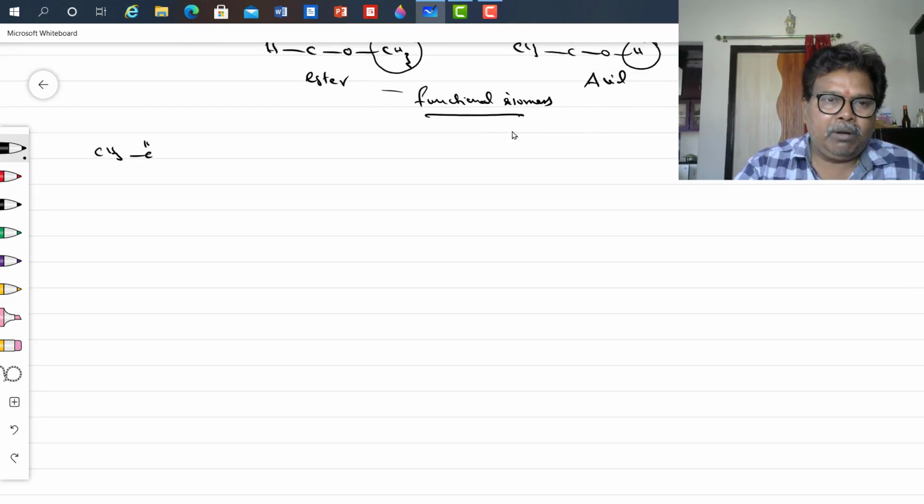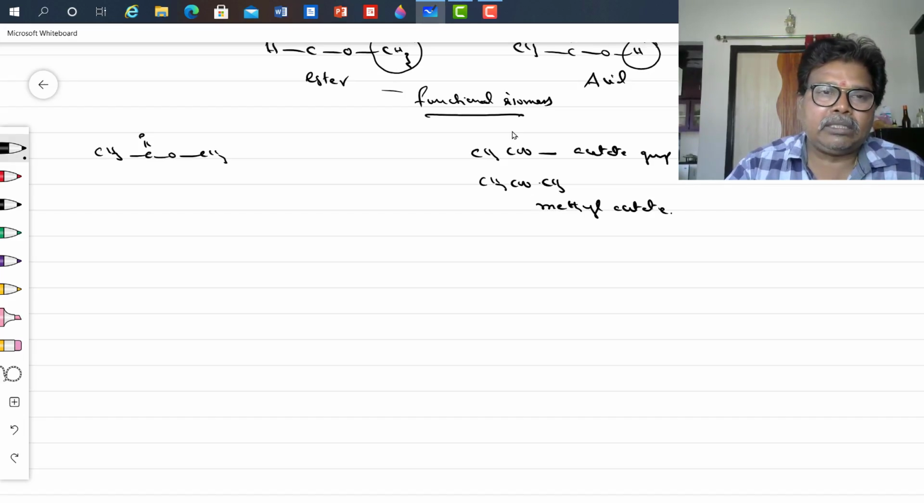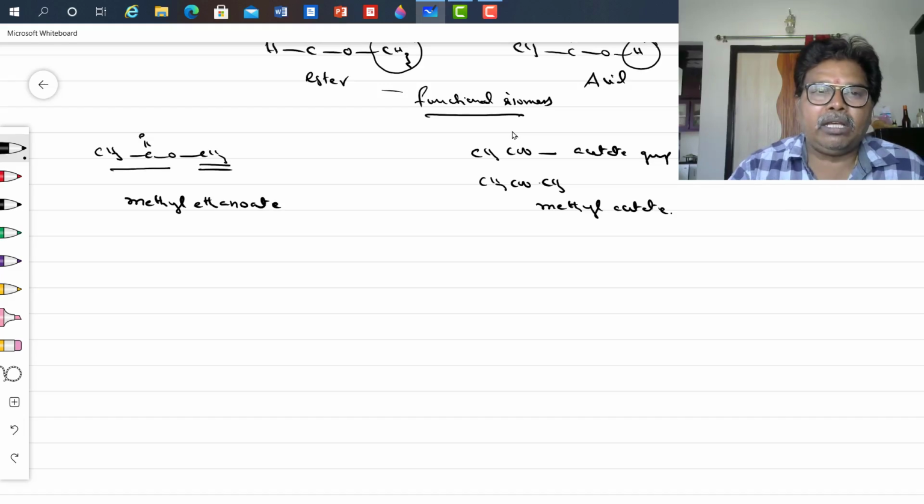CH3 C double bond O CH3. The CH3COO group is the acetate group. To that, a methyl group is added. Therefore, methyl acetate. See here, the methyl group and this group is ethanoate: methyl ethanoate.